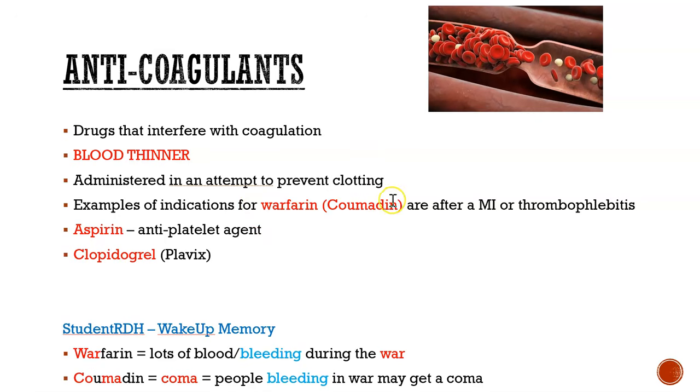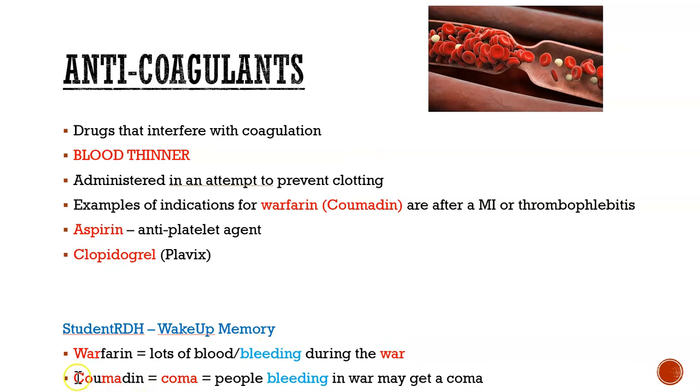So how can you remember that this is a blood thinner? Well, again, this is from StudentRDH. When you see the word warfarin, do you see the word war? War means lots of bleeding during the war. If you imagine that you're in a war and you're bleeding like crazy, that's how you can remember warfarin is a drug that causes bleeding. It doesn't cause a lot of blood, it basically means that the blood gets very thin. So that's how you can remember it, that it's associated with bleeding.